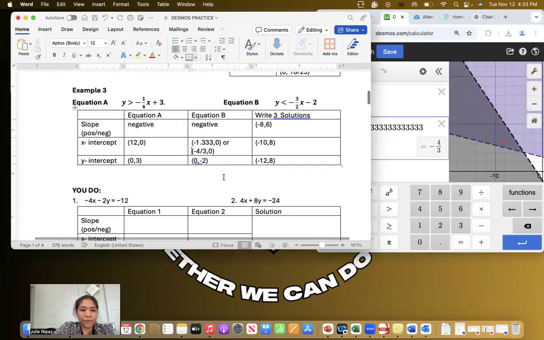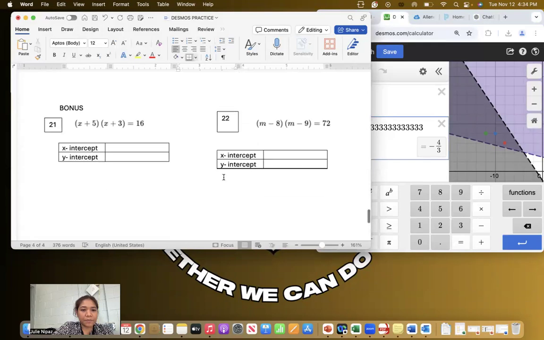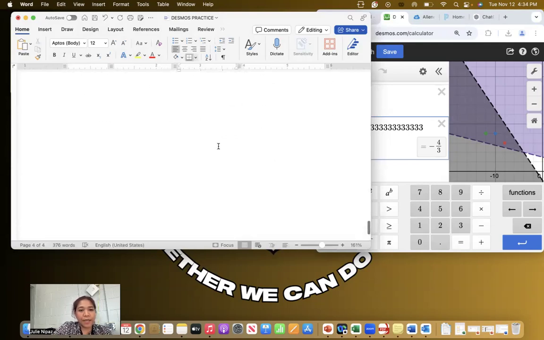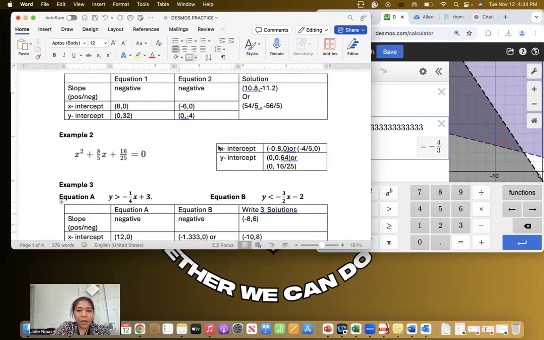So that's it. So you have your questions here. Complete this paper. For the closure, how do you put a fraction in the Desmos graphing calculator? I want you to explain it in words. Then after you complete this paper, you should now be doing your iReady, 30 minutes and one lesson.